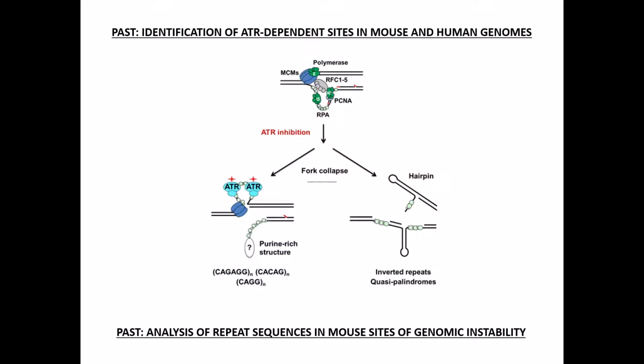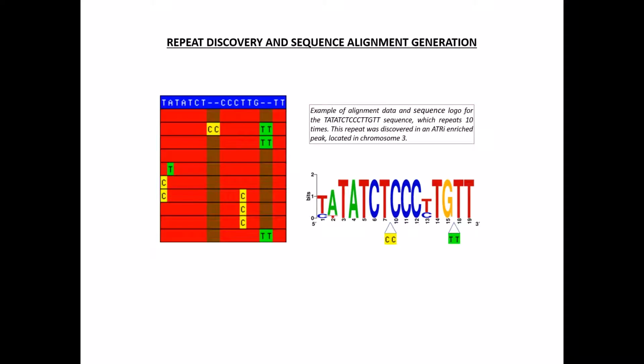The lab found that these sites consisted of structure-forming repetitive DNA sequences. However, now we ask whether these ATR-dependent repetitive sequences have biological functions. Our mission is to use bioinformatics to investigate whether they play a role in protein binding, and to find any possible transcription factor binding sites. So how exactly did we do this?